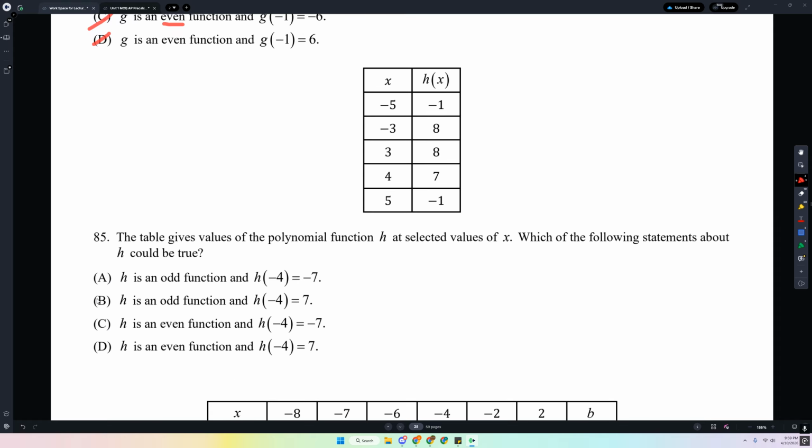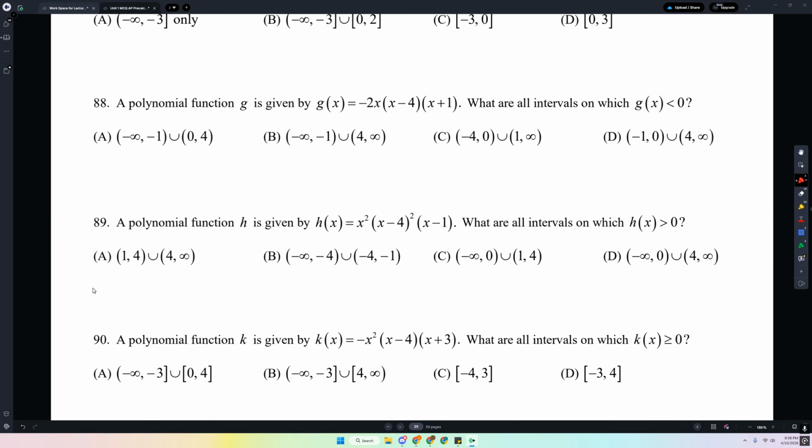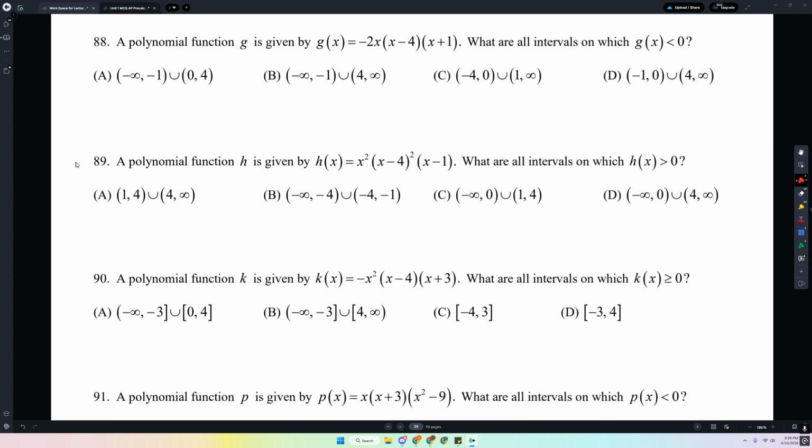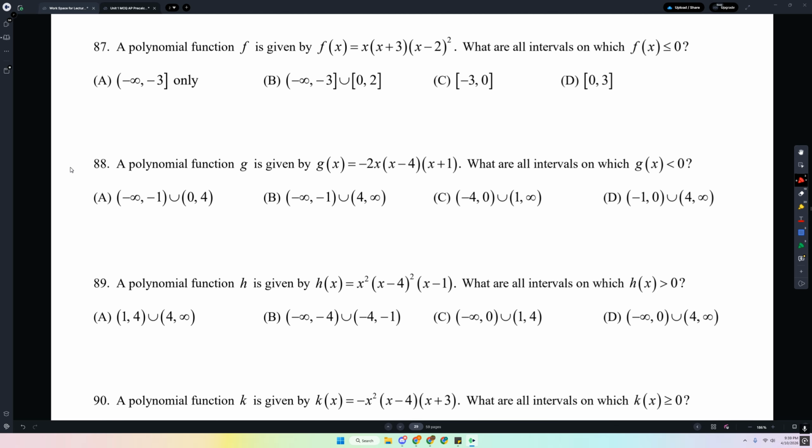Okay, if there's no questions, we'll continue onwards. Do some sign charts now. Good old sign charts. We'll do 80. We'll do 88.